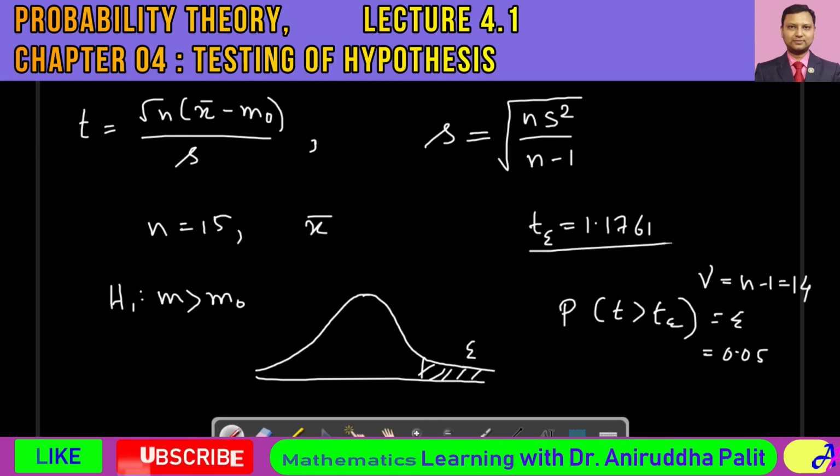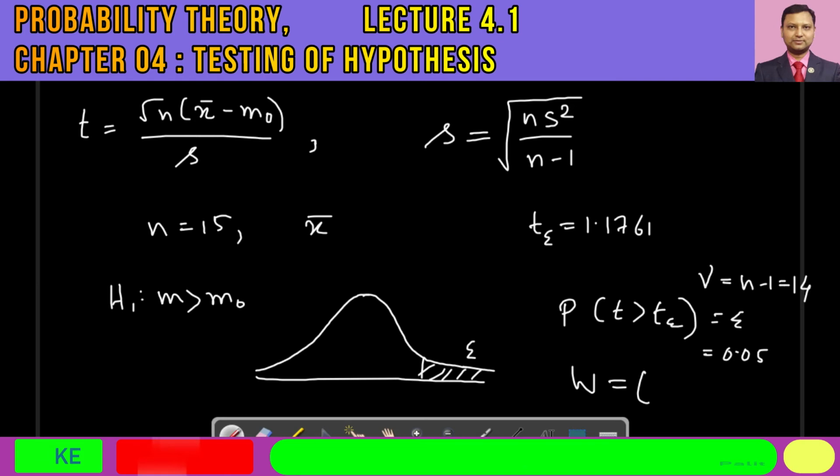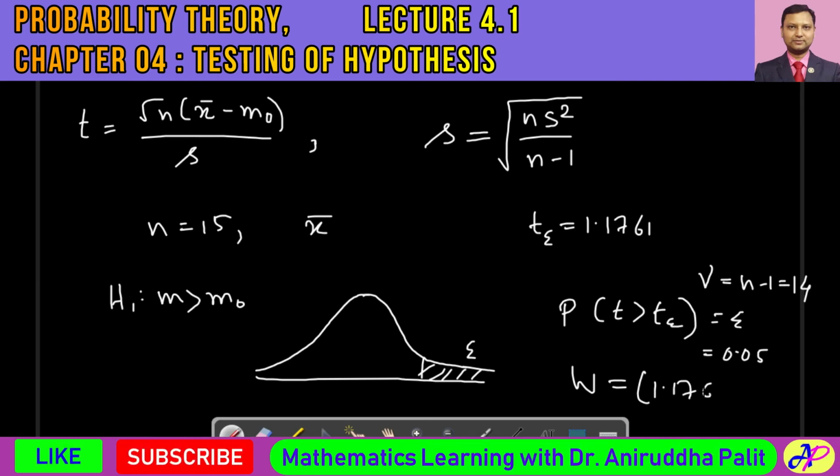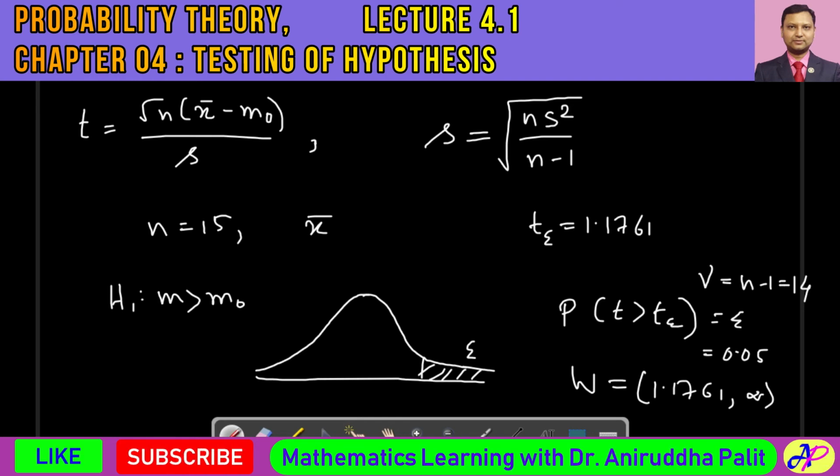So we got this result t epsilon. Therefore the critical region W is equal to 1.761 to infinity. Now you will have to identify this value of small s, and in order to compute this value of small s, you have to identify what is the value of s square.